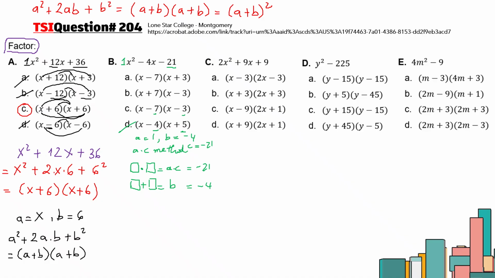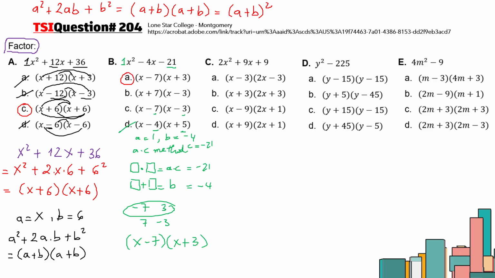Okay, now which one gives you the sum of negative 4? Negative 7 and 3 or 7 and negative 3? This one, negative 7 and 3. So your factors will be x minus 7 times x plus 3. x minus 7 times x plus 3. So A is the correct answer.